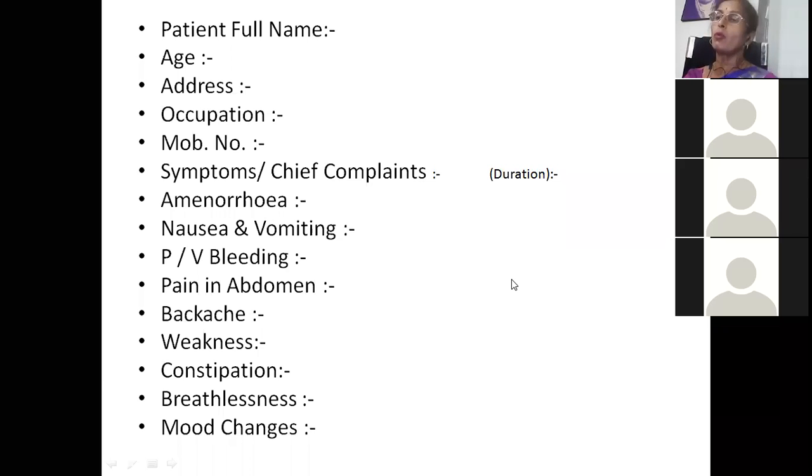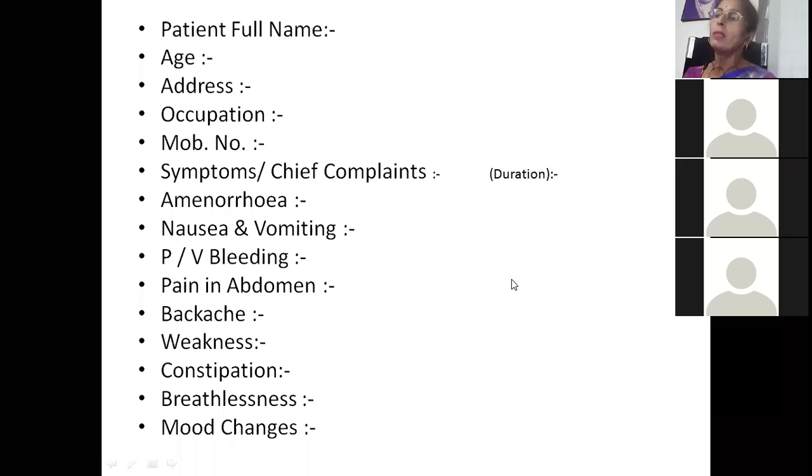So you have to ask the patient since how many months there has been no menstruation. If it is 2 months, then you have to take the first day of the last menstrual period, that is called LMP. From that first day of LMP, by Naegele's rule, we calculate the expected date of delivery, EDD. For EDD, there are two formulas.